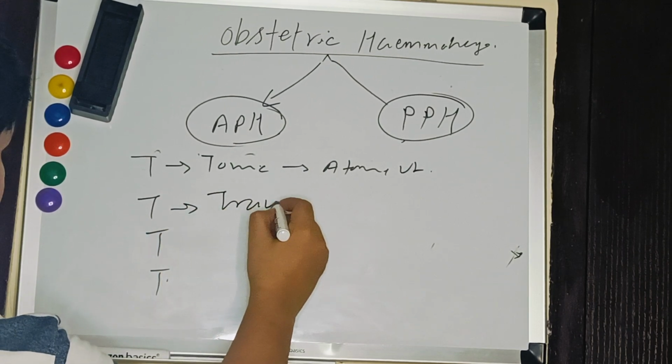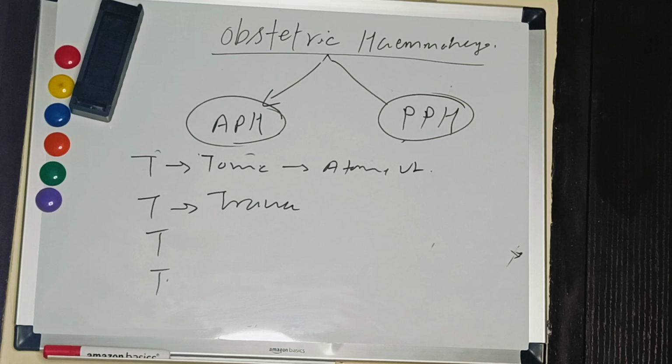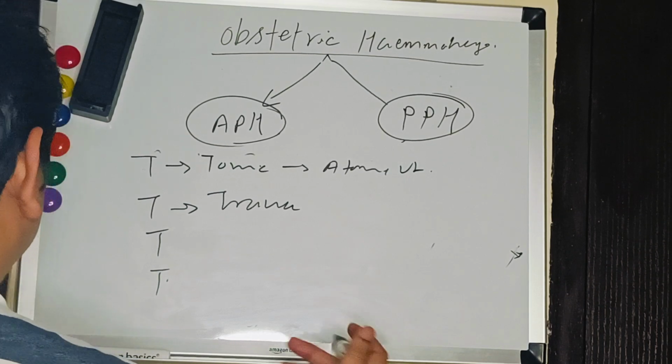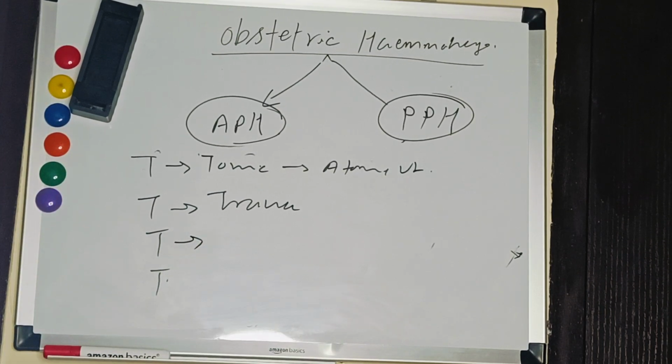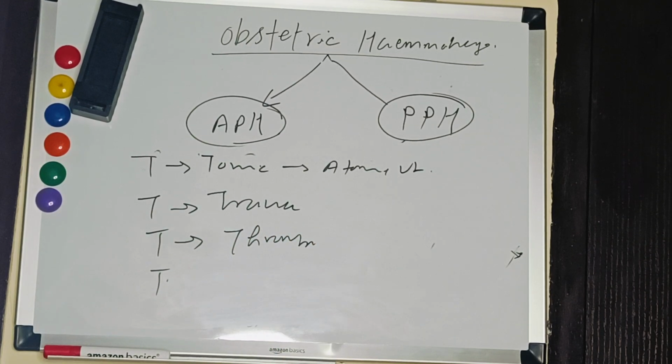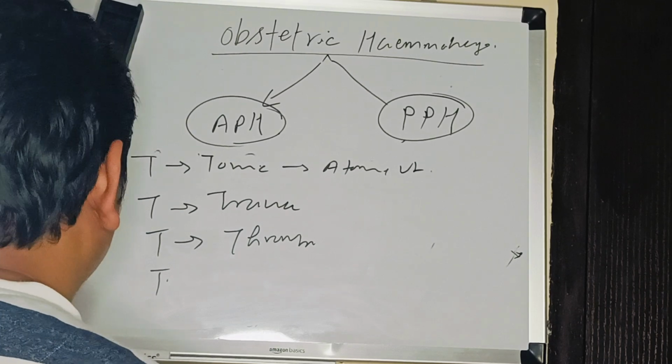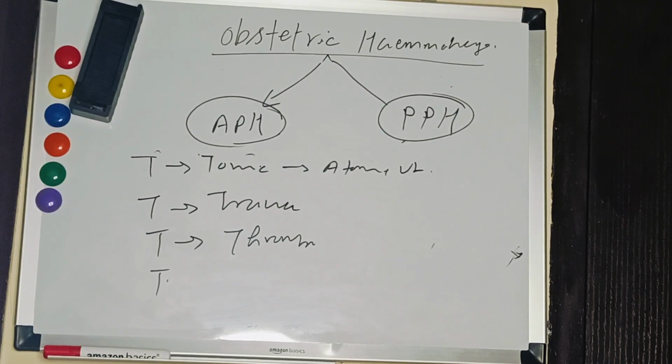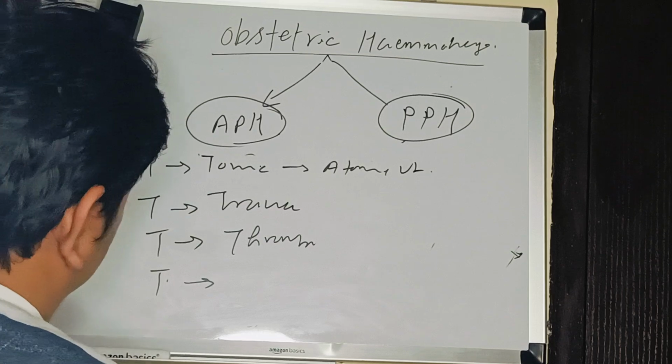Trauma during LSCS surgery, trauma to the tissues, during episiotomy, and during vaginal delivery of a large head. Thrombin problem: coagulation disorders and PT INR problems. And similarly, the tissues, as I already told you: placenta accreta, placenta previa, and abruptio placentae.